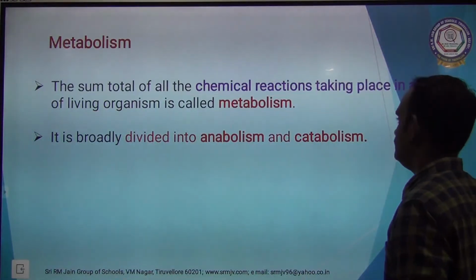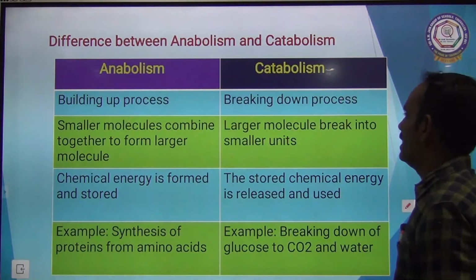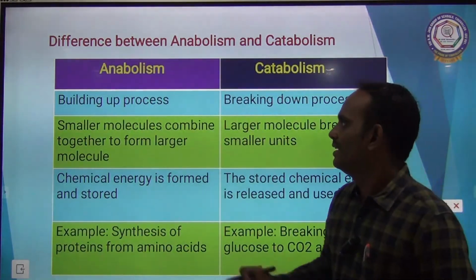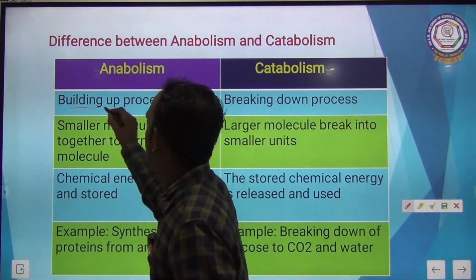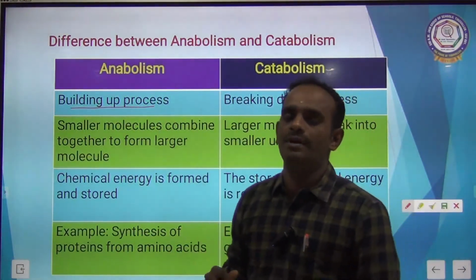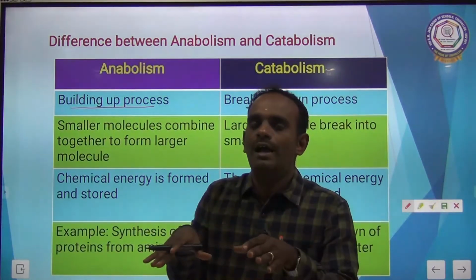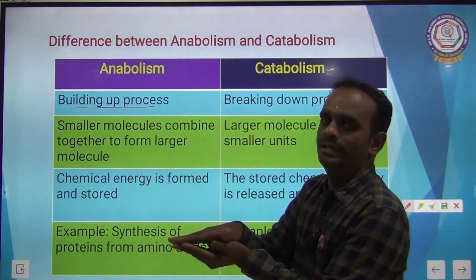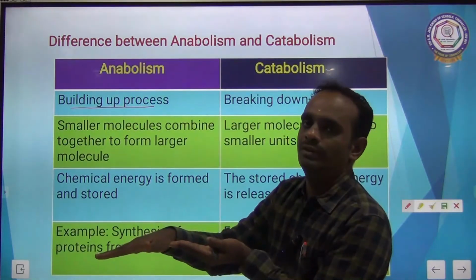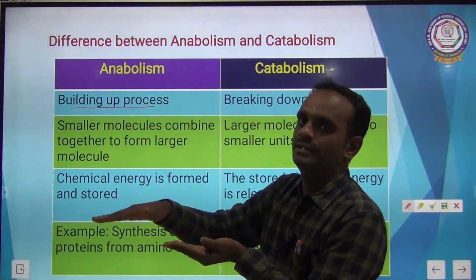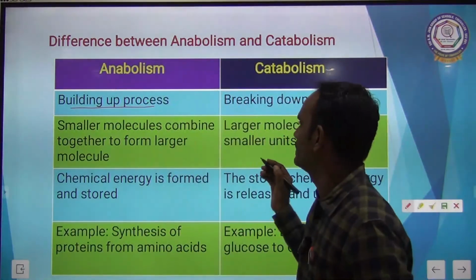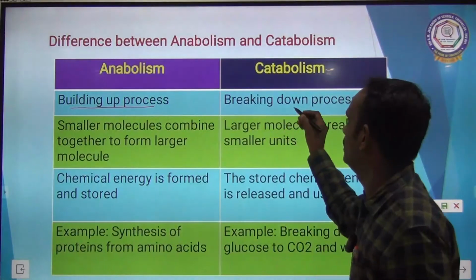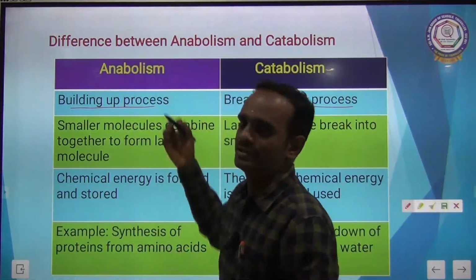Clear? See, a wonderful difference between anabolism and catabolism. It is a very important 5-mark question. I already said anabolism is a building up process. We are constructing a building. If I am going to construct a wall, what do we do? Just keep one brick and then again I place one brick along with that brick. So step by step I am constructing. Like that, it is a building up process. And catabolism is nothing but destruction, breakdown of complex structures. That is called a breakdown process. Anabolism is called a building up process.